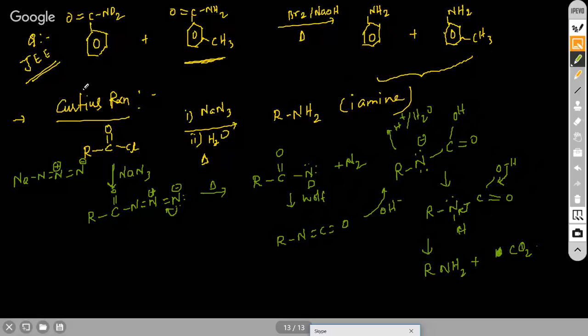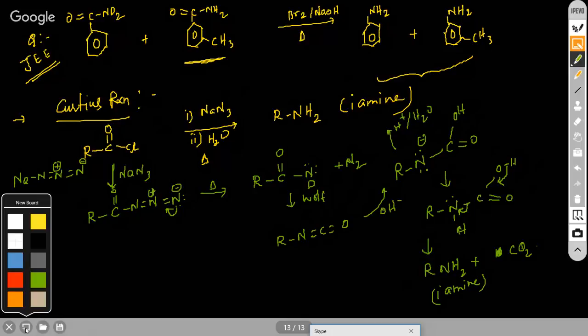This is for the acyl chloride, for which this reaction takes place. We use NaN3 and H2O. For ester also, this reaction takes place. Here also we are getting a 1 degree amine. So the Curtius reaction also gives you a 1 degree amine. This you must remember.